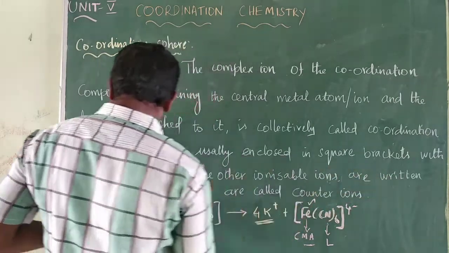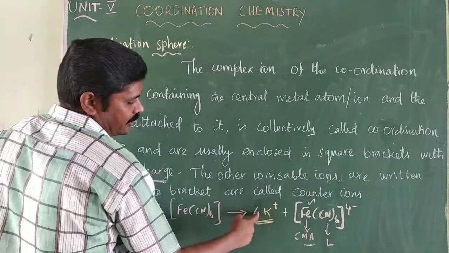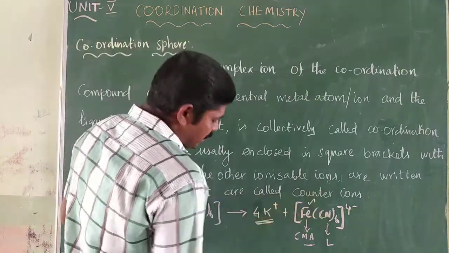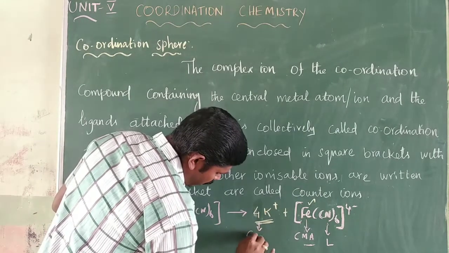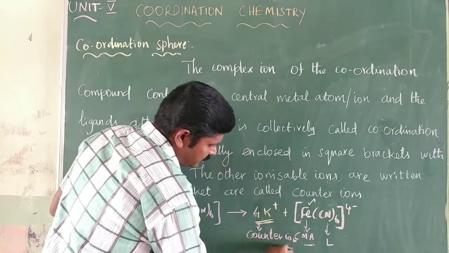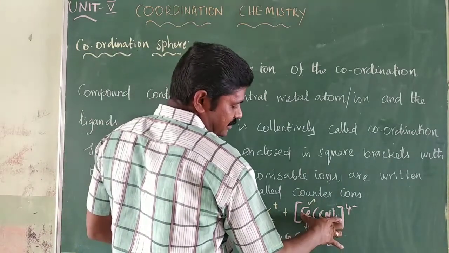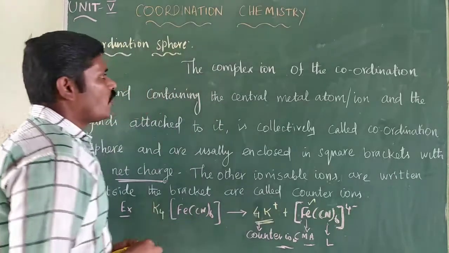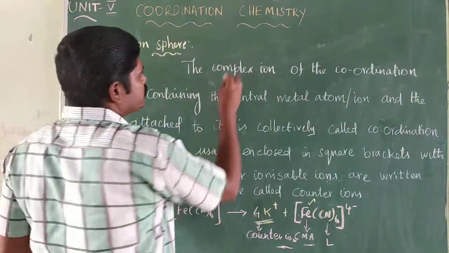The other ionizable ions are written outside the bracket. They are called counter ions. Say counter ion. So that is the coordination sphere, right? Okay.